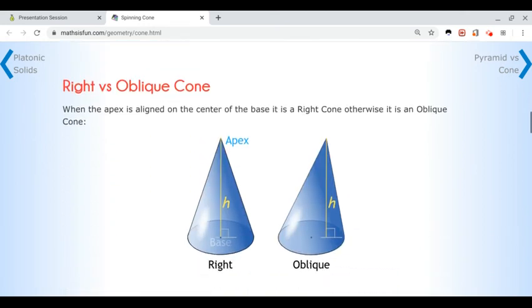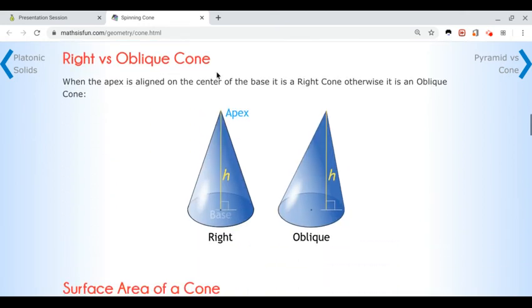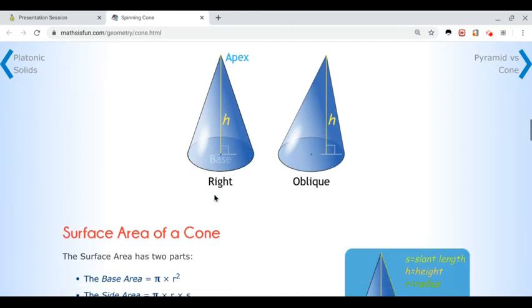Now here we have a few more things. A right versus oblique cone. So when the apex is aligned on the center, which is right here, of the base, it is a right cone. Otherwise, it is called an oblique cone, which is pretty much just a slanted version of the right.